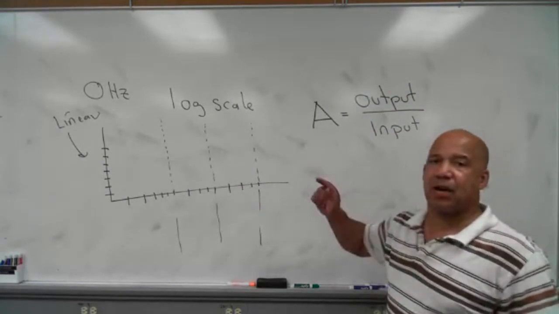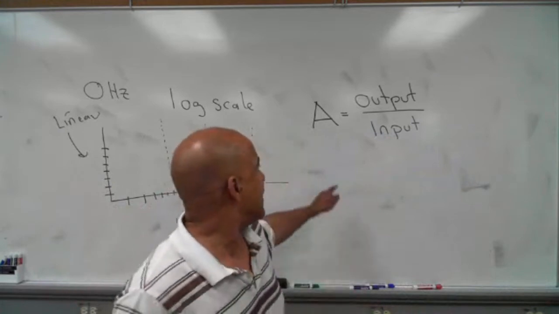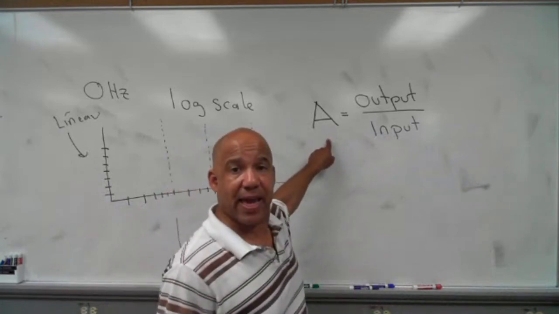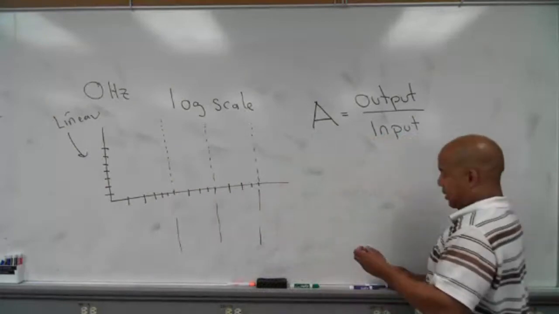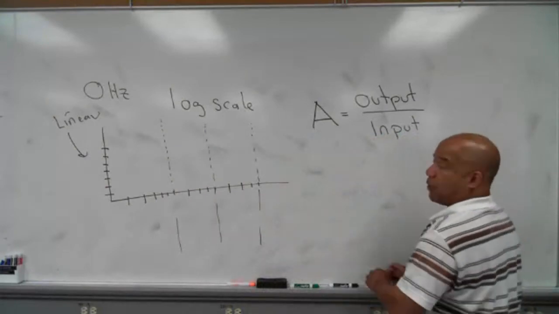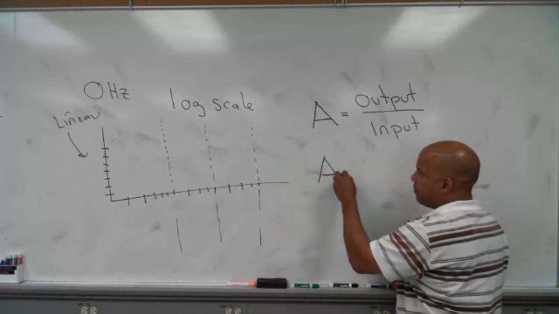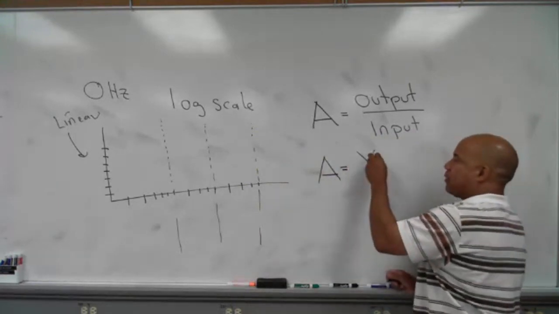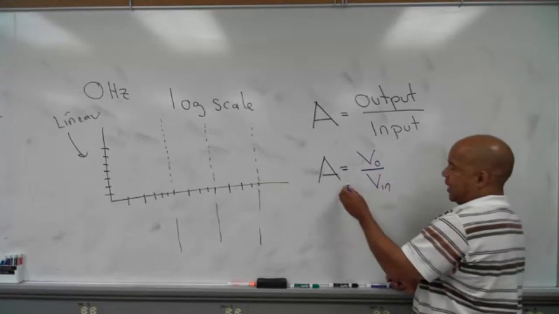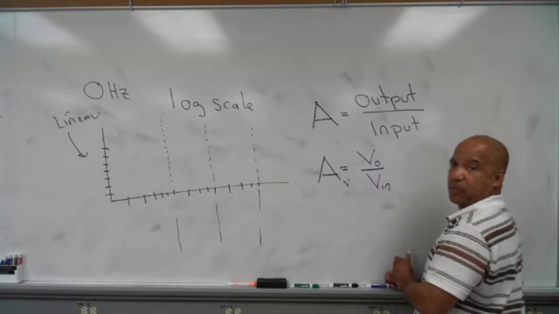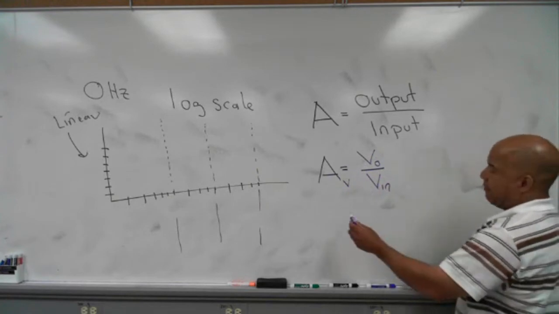Now, depending on what output quantity and input quantity you use, it's how you name the gain. So here's what I'm saying. Let's say I'm using voltage. If I want to know voltage gain, the gain will be the output voltage divided by the input voltage. I would call this A, and subscript it with a V, because that's voltage gain.